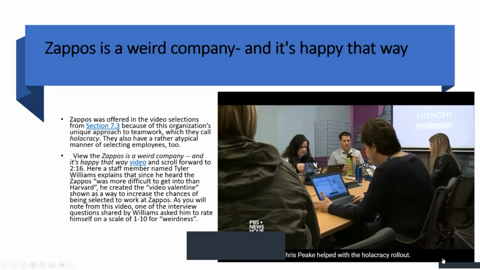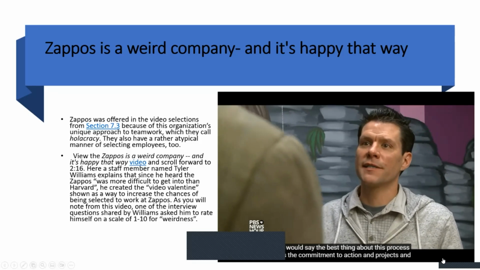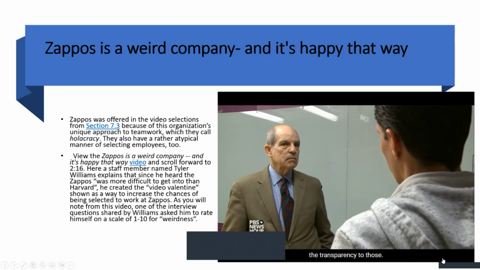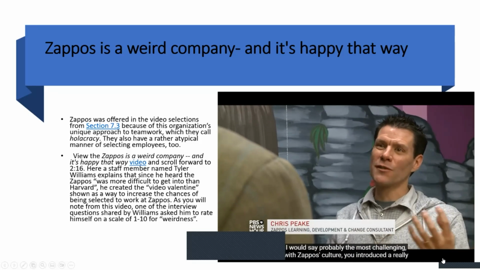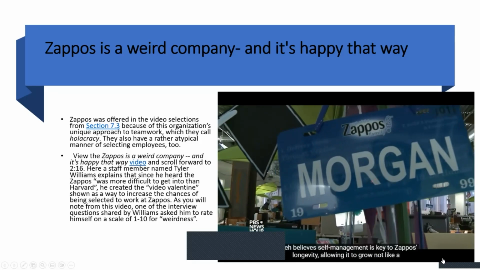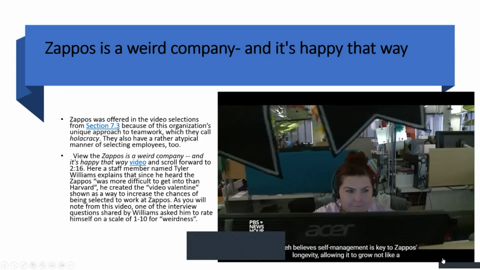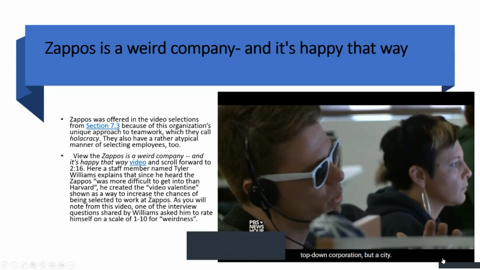Chris Peak helped with the Holacracy rollout. I would say the best thing about this process is the commitment to action and projects and the transparency to those. I would say probably the most challenging with Zappos' culture, you introduced a really rigid process within meeting spaces. Shay believes self-management is key to Zappos' longevity, allowing it to grow not like a top-down corporation, but a city.